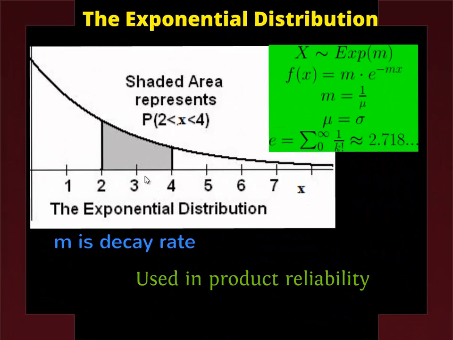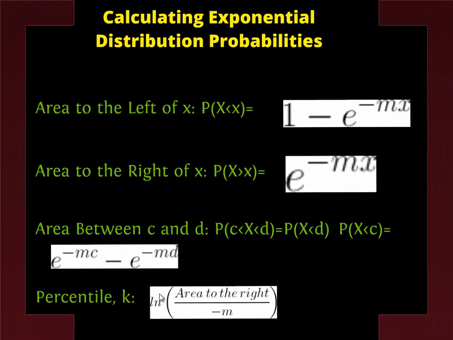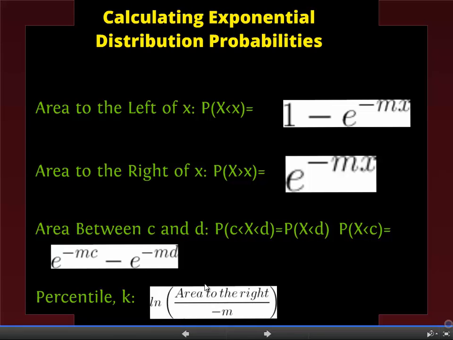As you look here, this number is going to be higher than that number. So that's why we're subtracting them, this one first. And if they ever ask for a percentile, this ln means the natural log. That's the opposite of raising something to the exponent of e. And we take our value, so we have the area to the right, which they're going to give us, over negative m. So this here would give us a percentile in k.